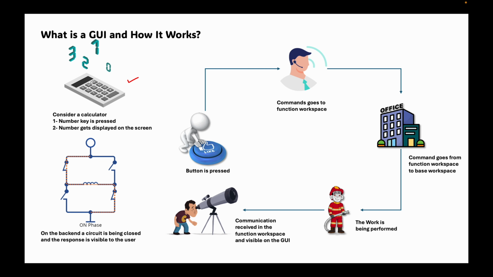In a calculator, whenever you press any digit, some digits will appear on the screen. That is a kind of interactive device where you push some buttons and you get some numbers on the screen. You can also do mathematical operations by pressing operation buttons like plus, minus, multiplication, division. The same way MATLAB GUI works. When you press any button, basically at the end, you open or close a switch.